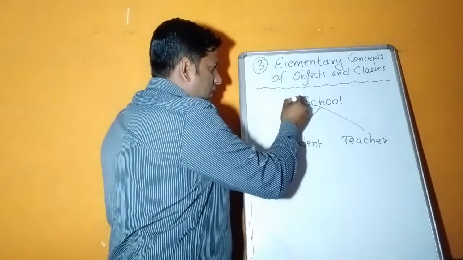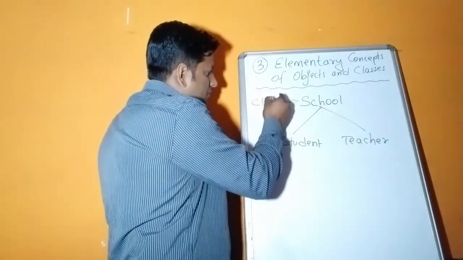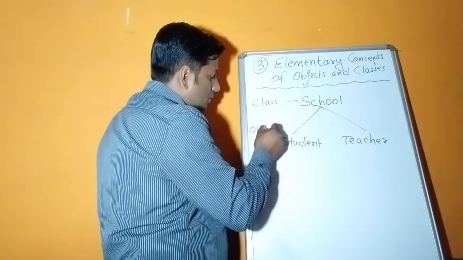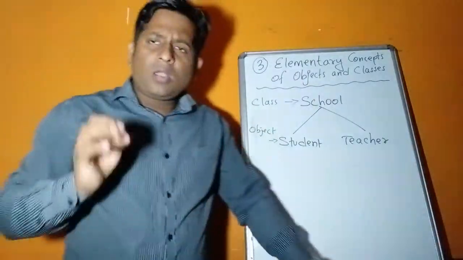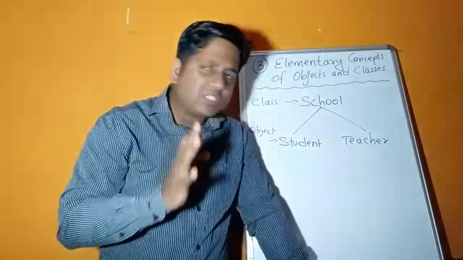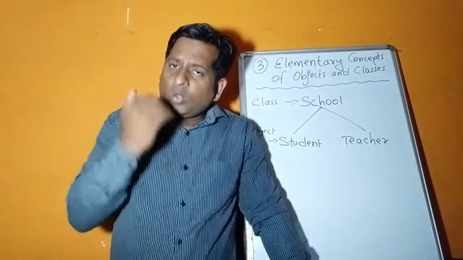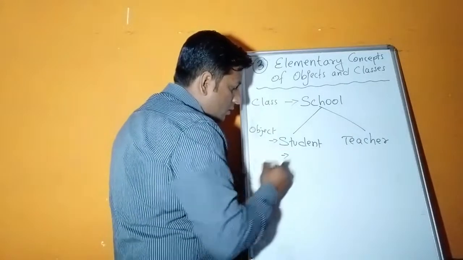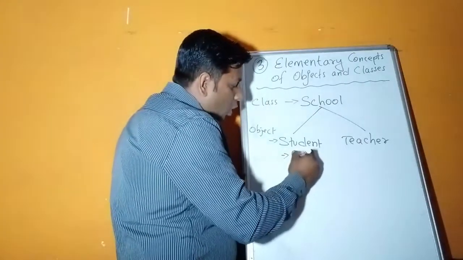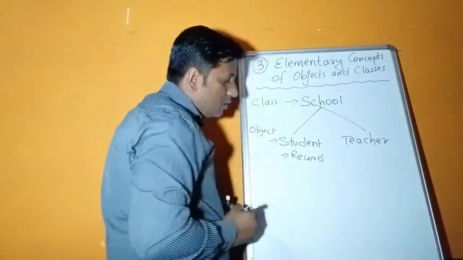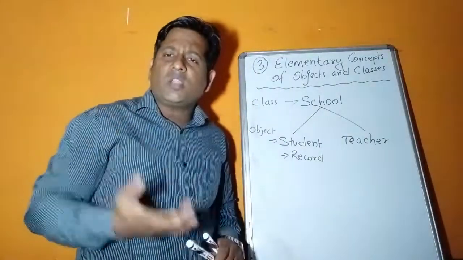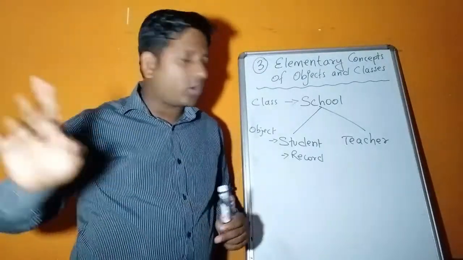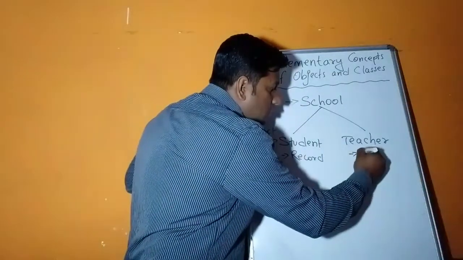So let me write this down: school as a class, and these as objects. School has two objects, student and teacher. Now they have their state, characteristic and behavior. Here for student we need a record. Let us consider inside the record things like name, father's name, date of birth, address. Let us consider this as the record. The same record we need for teacher also.